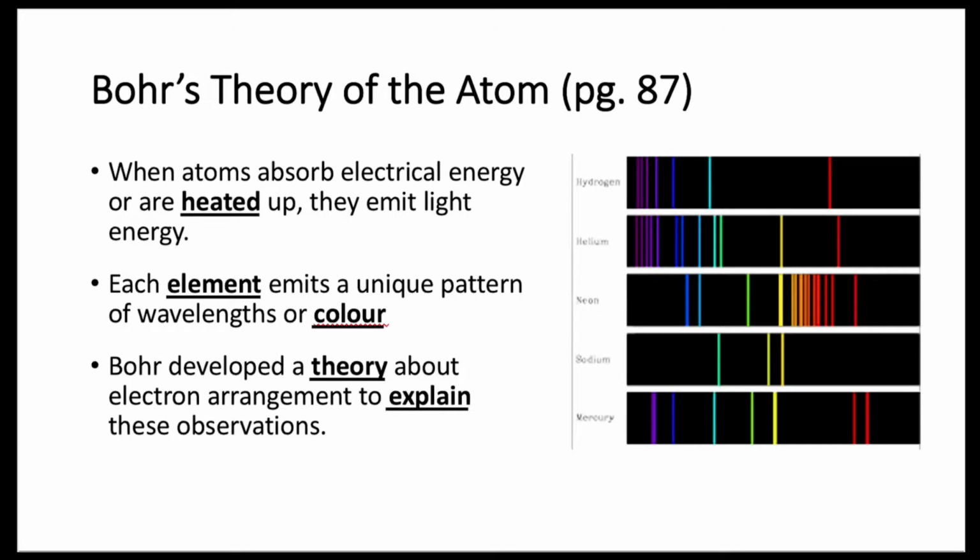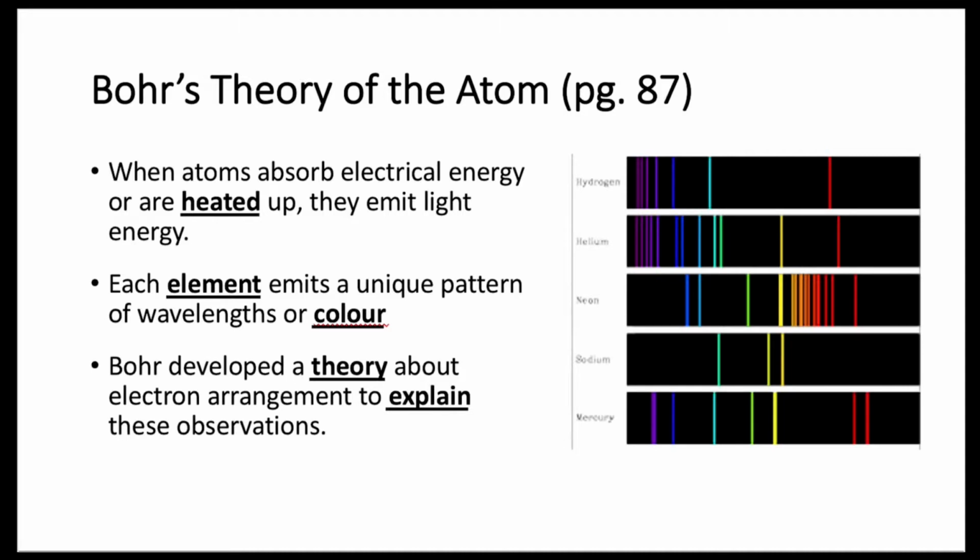When atoms absorb electrical energy or are heated up, they emit light energy. Each element emits a unique pattern of wavelengths or color. Bohr developed a theory about electron arrangements to explain these observations. So this is essentially how the Bohr model came to be, as a way to explain these different light observations.